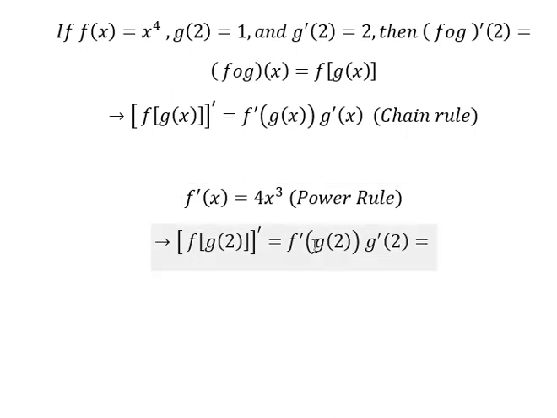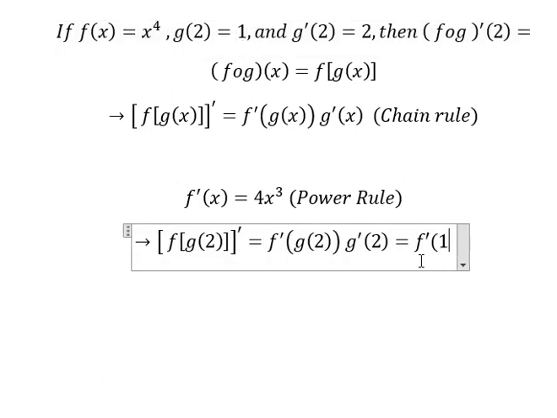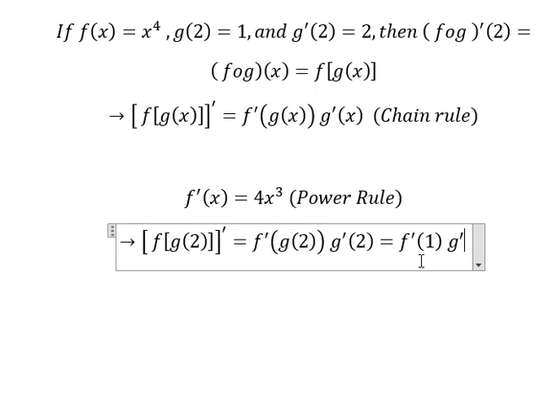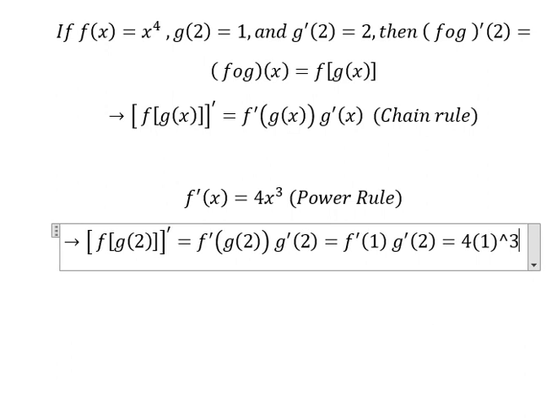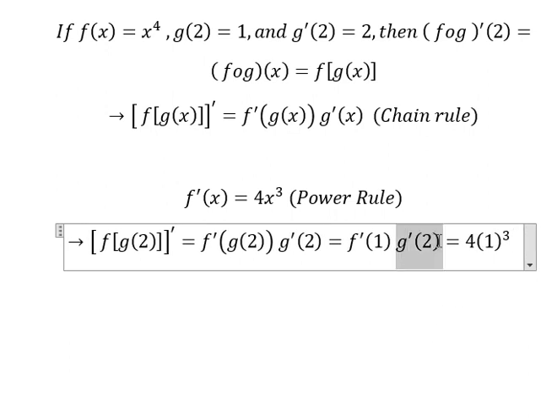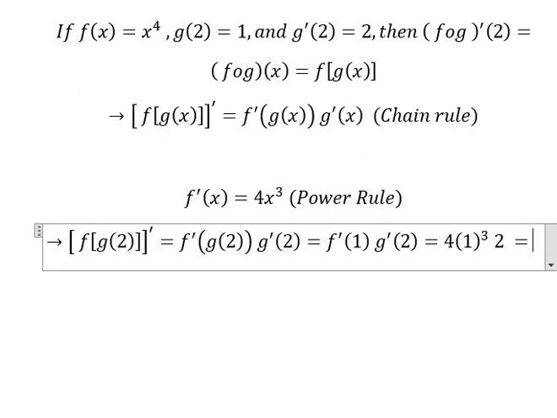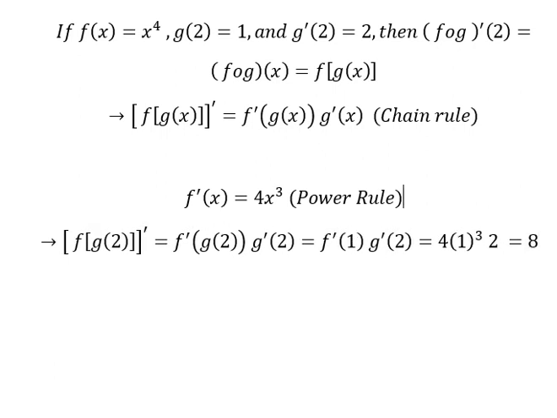And now we know that g of number 2 is number 1. And now we put number 1 in here, and this one is number 2. So we calculate this one and we have number 8. This is the end.